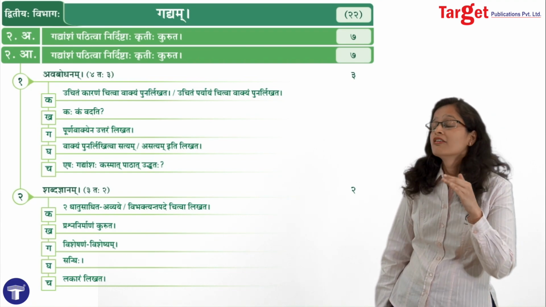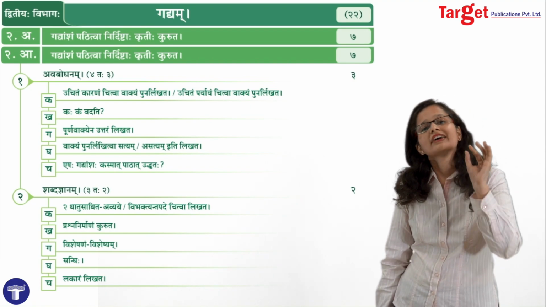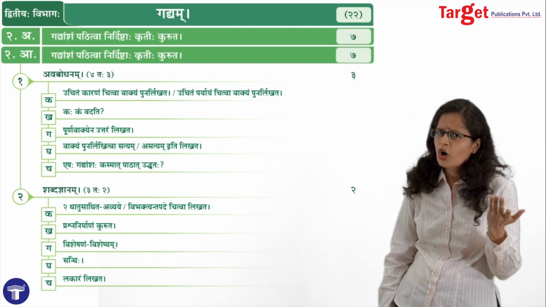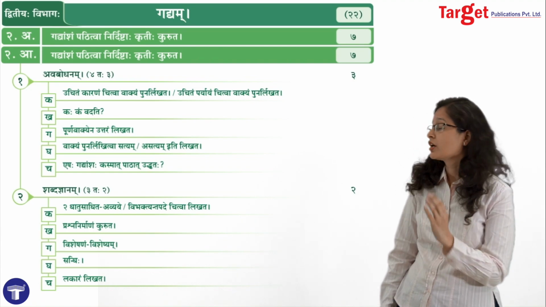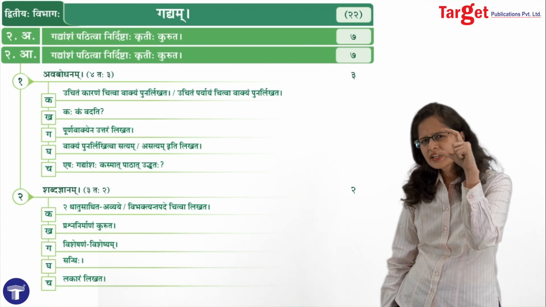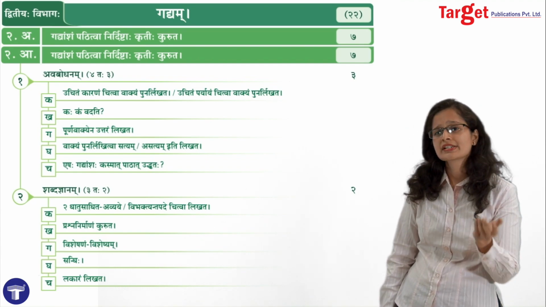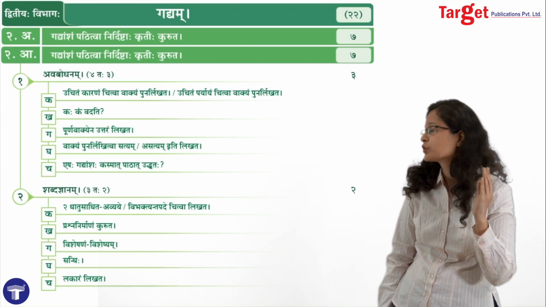Then the next is vakyam punarlikhitva satyam asatyam likhata, that means whether the given sentence is correct or not, that you have to write. Then the next is eshaha gadyanshaha kasmat patat udhrutah, from which lesson the given gadyansh, the given passage is taken, that we have to answer. This all includes of the avabodhanam part.